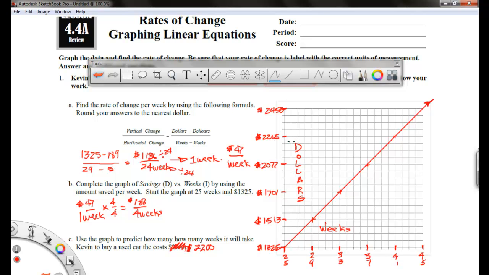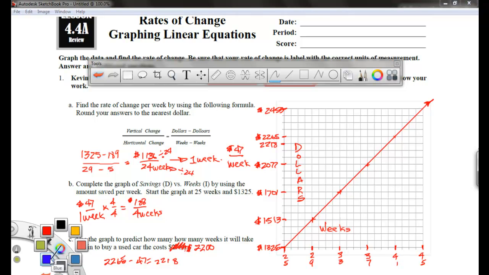Every one of these is worth 47, correct? So what is that one right there? So if I take 2265, we know each one of these is worth 47. So 2265 minus 47, that'll give me 2218, which is right here on this line. That's pretty darn close to $2,200. So I'm going to take this line and that's what I'm going to use to estimate.